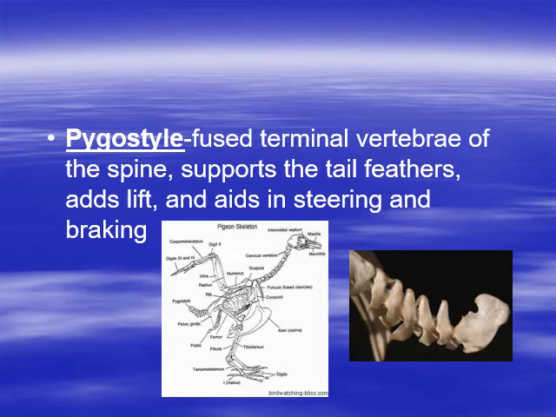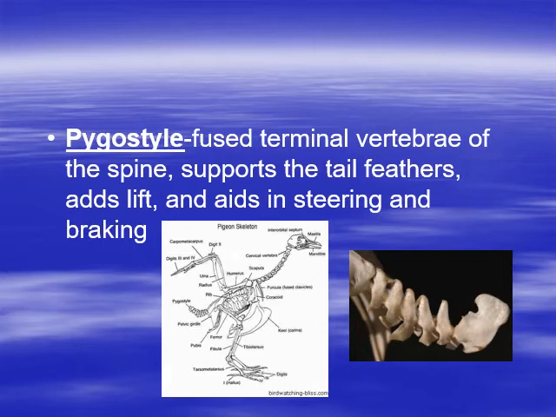Birds also have a structure called a pygostyle. This is a fused terminal vertebrae on the spine. So terminal means it's all the way at the end, and we can see a picture of this down at the bottom right. You can see that fused bone at the very end where the tail feathers would be. This helps support those tail feathers. It helps to add lift with those tail feathers, so it helps it with flying.